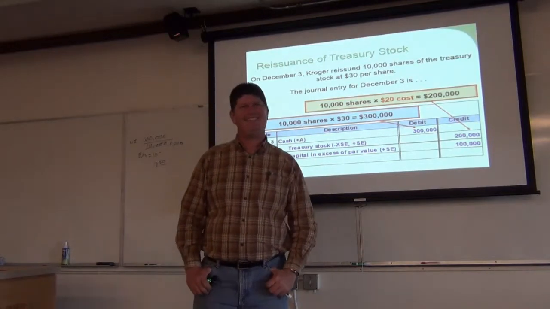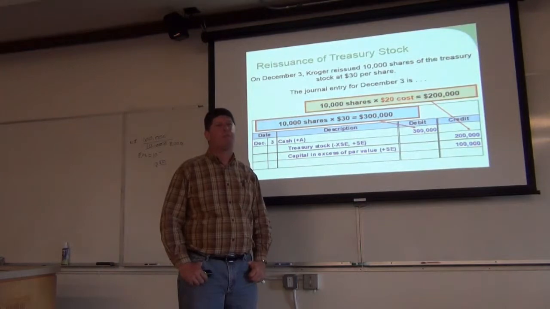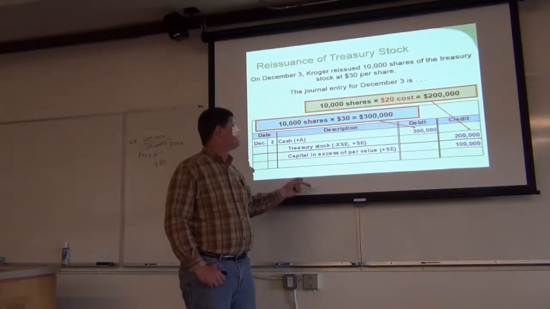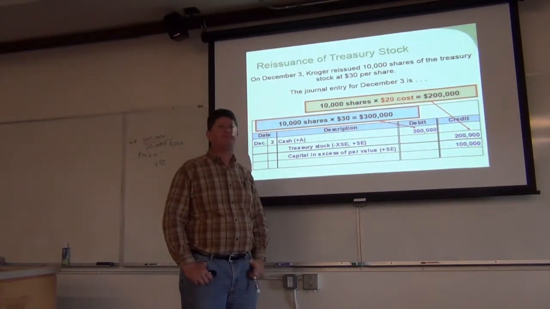So if we sold that stock at $10 a share instead of $30 a share, then cash would be, what, 100,000? Correct. And Treasury stock would still be 200,000? Yes, ma'am. And then capital in excess would be a debit of 100,000? Yes, ma'am. Okay.